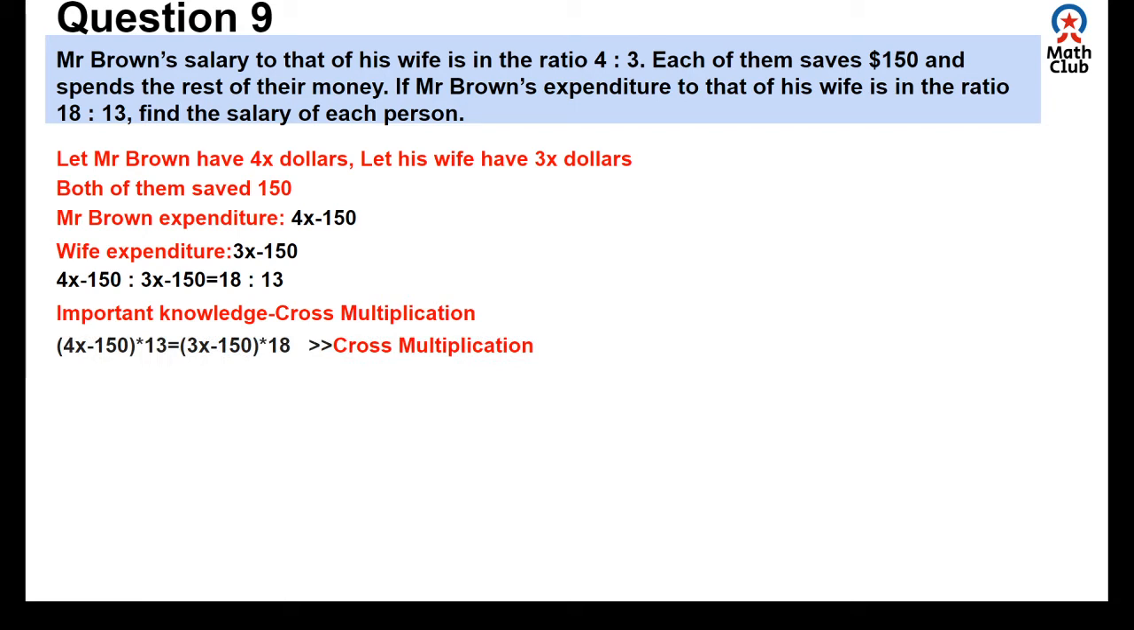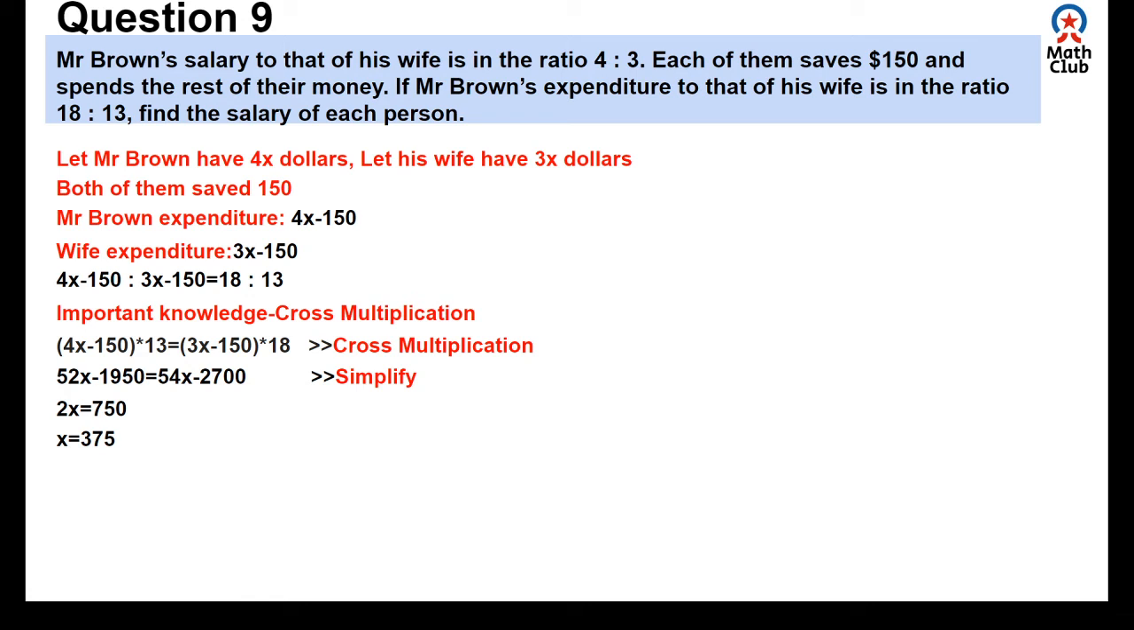4x minus 150, bracketed, multiplied by 13 equals 3x minus 150, bracketed, multiplied by 18. And we simply have to simplify this. It will become 52x minus 1950 equals 54x minus 2700. And we can quickly derive that 2x equals 750, which is 2700 minus 1950, and x is 375.